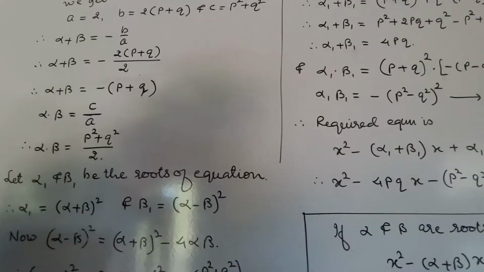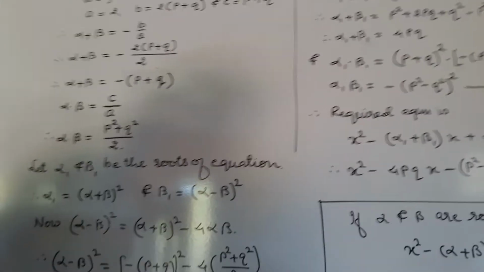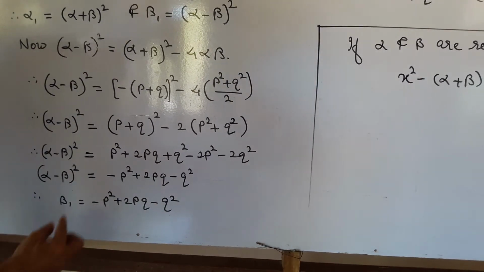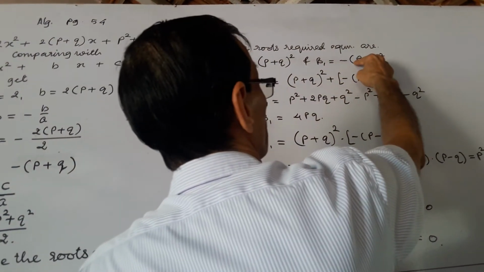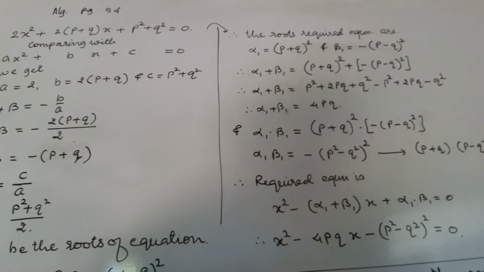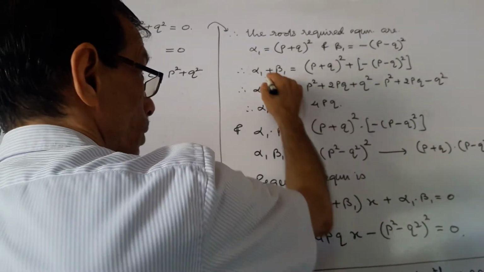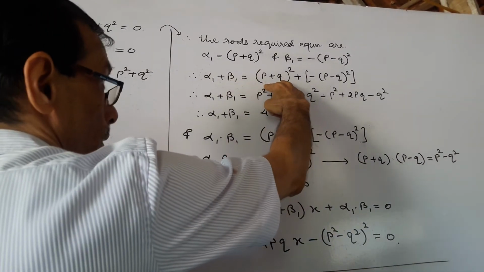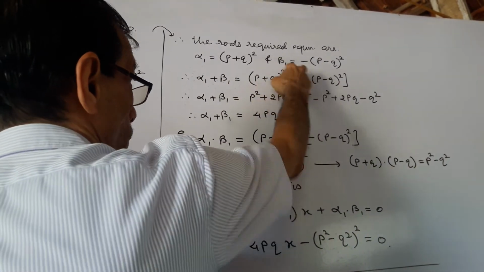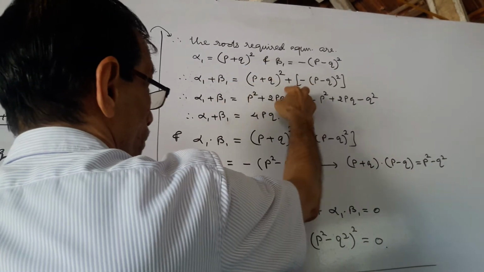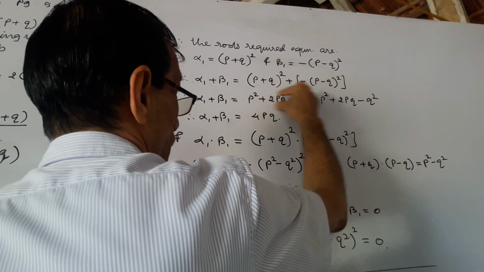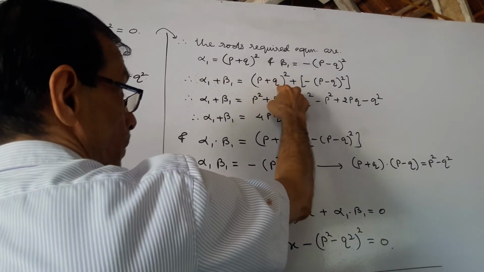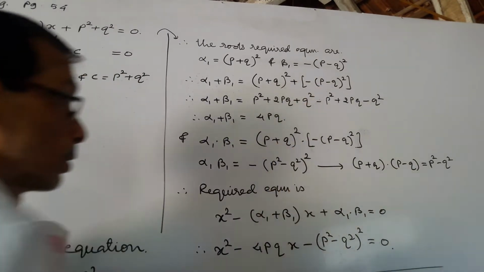So I take minus out of the bracket. If we take minus out of the bracket, we will get p square minus 2pq plus q square, and therefore we get minus (p minus q) whole square. And therefore, for the required equation, we know that we want alpha 1 plus beta 1, but alpha 1 plus beta 1 of the required equation is (p plus q) whole square, that is alpha 1, plus beta 1 is this, and let's simplify this, and we get alpha 1 plus beta 1 is equal to the expansion of this, p square plus 2pq plus q square.